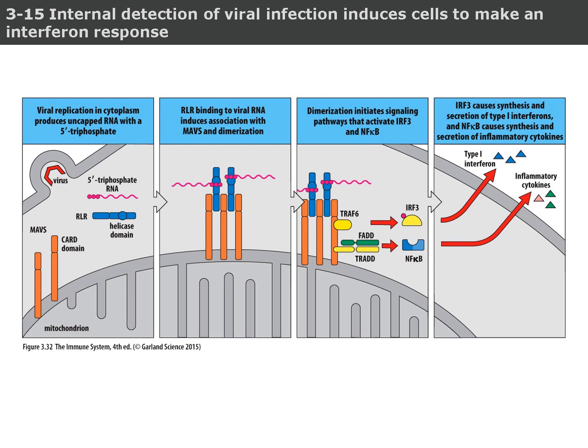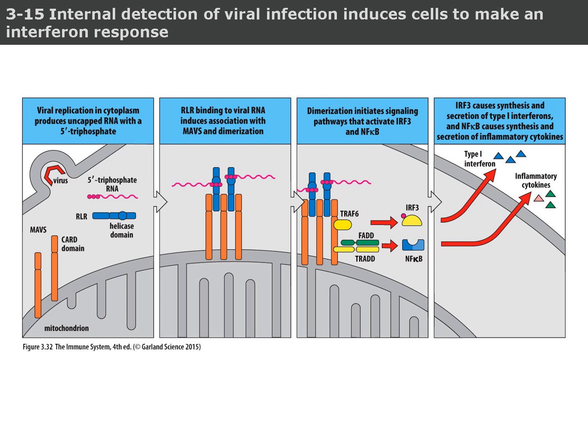This leads to the recruitment of several other signaling proteins such as TRAF6, FADD, and TRADD, which in turn activate two key transcription factors, interferon regulatory factor 3, and nuclear factor kappa light chain enhancer of activated B cells. Interferon regulatory factor 3 stimulates the production and release of type I interferons, while nuclear factor kappa light chain enhancer of activated B cells promotes the secretion of inflammatory cytokines.